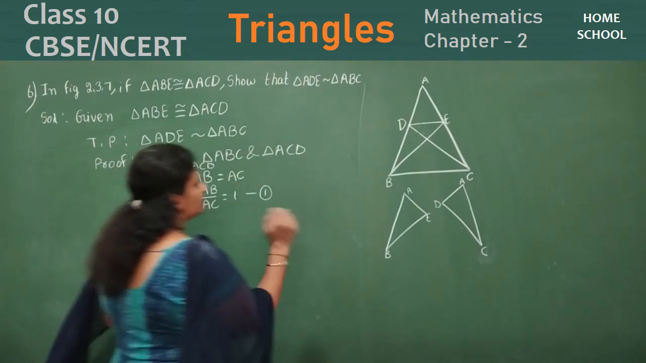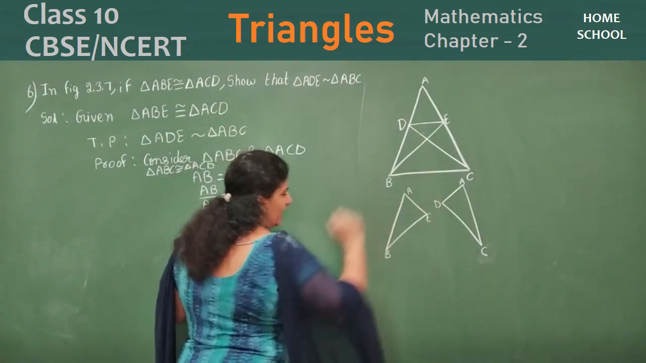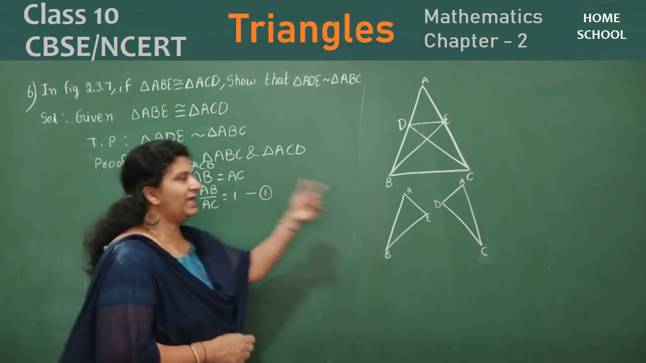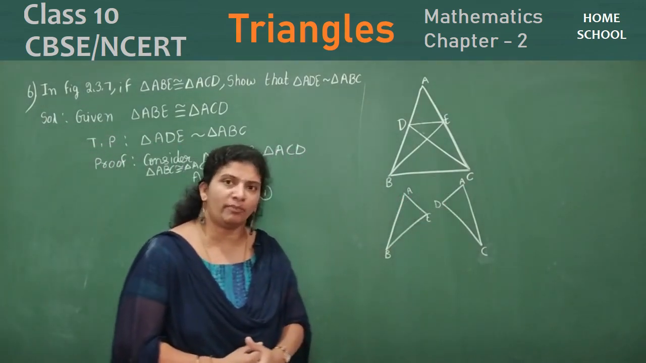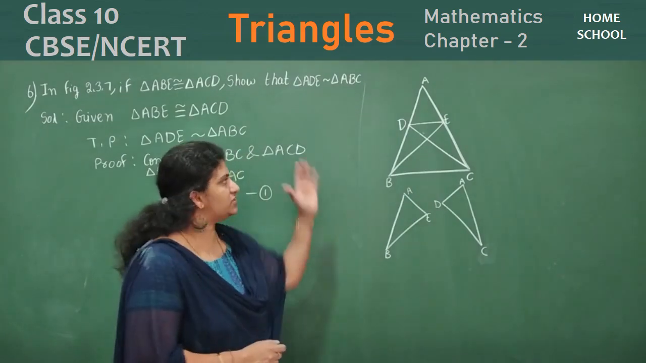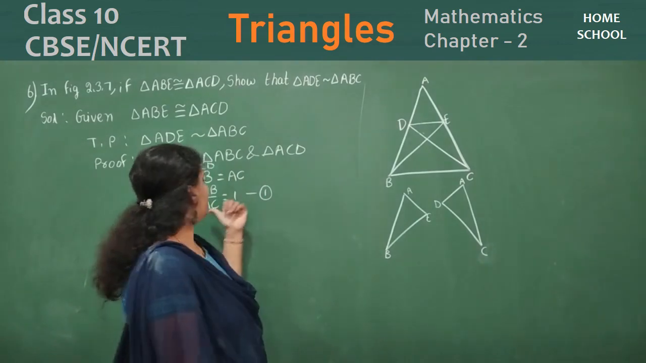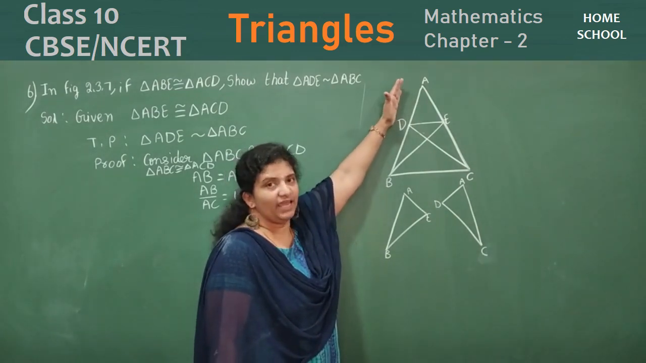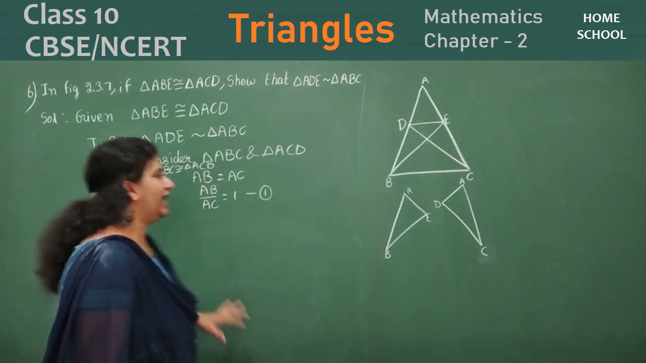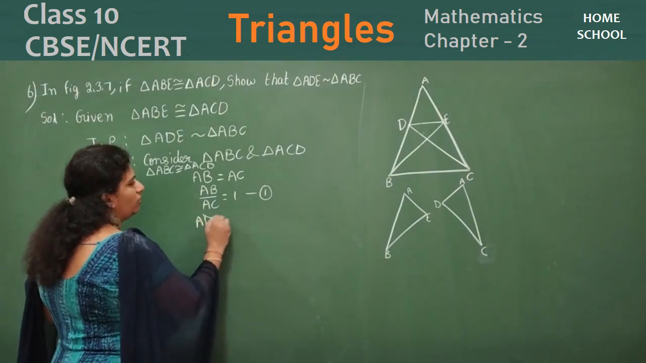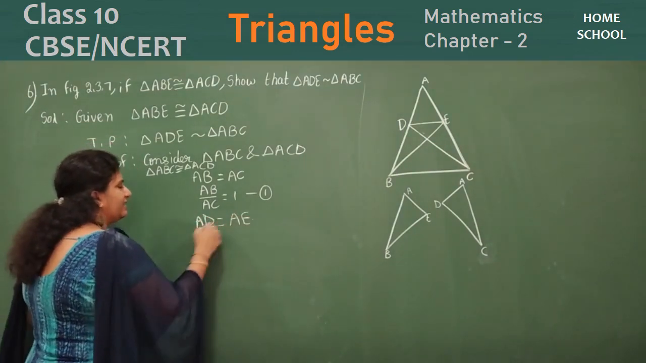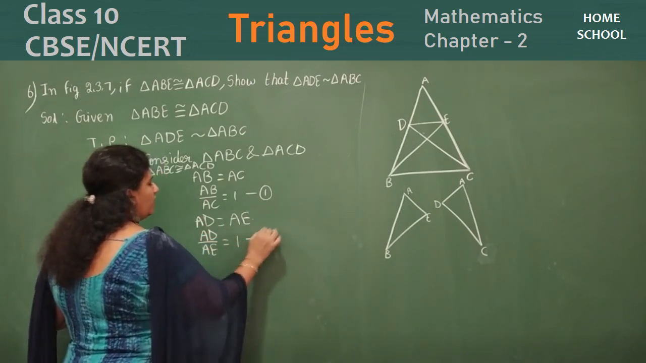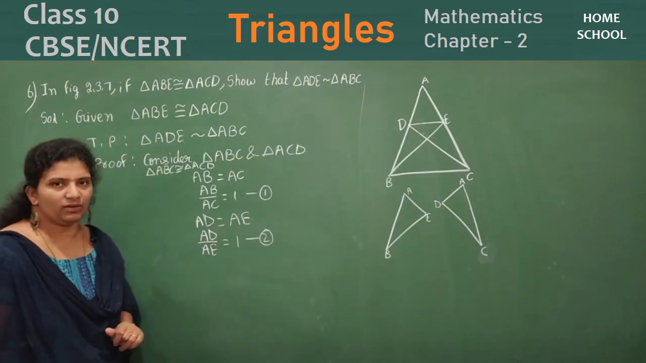Now the next one, which one are we going to consider? AE by AD, or AE is equal to AD. See here, children, if you take AE is equal to AD, you may not get the proper ratio at last. So for that purpose, observe here. What did we take first? AB by AC. Then what is your small triangle here? AD there. So we are going to take AD is equal to AE. That means, send this side: AD by AE is equal to 1. Mark it as the second equation.